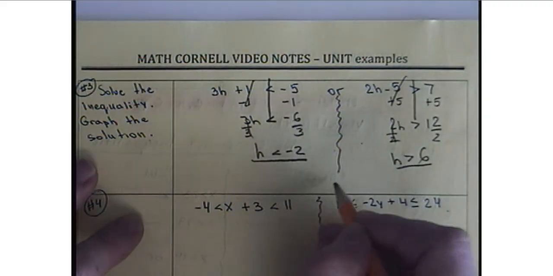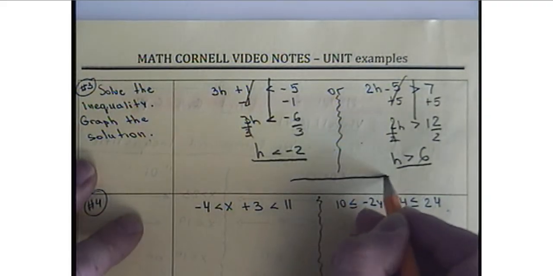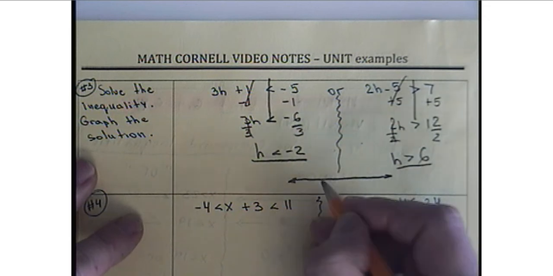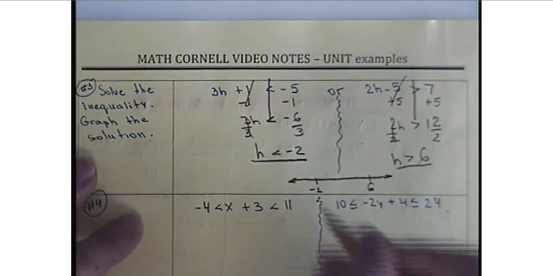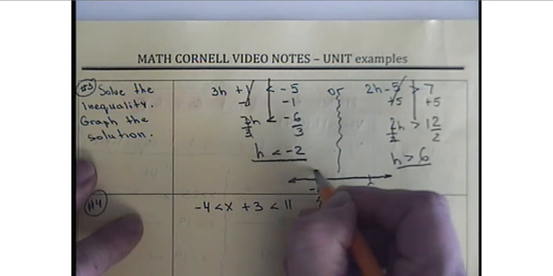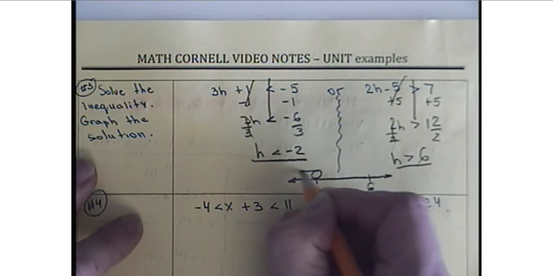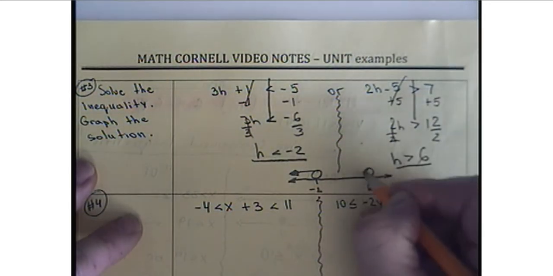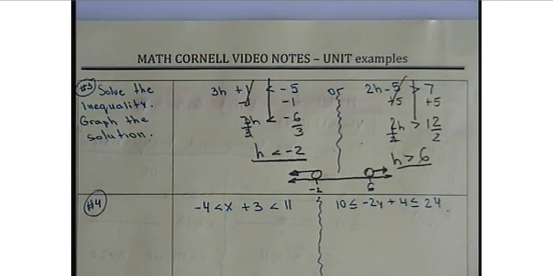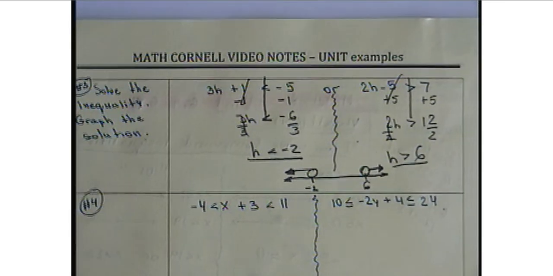And because it says then graph your solutions, we're going to have a number line, negative 2 first, positive 6 second. At negative 2 we have an open circle, h is less than, going in this direction. At 6 we have another open circle, h is greater than, and goes in this direction. With that, my example will be finished.